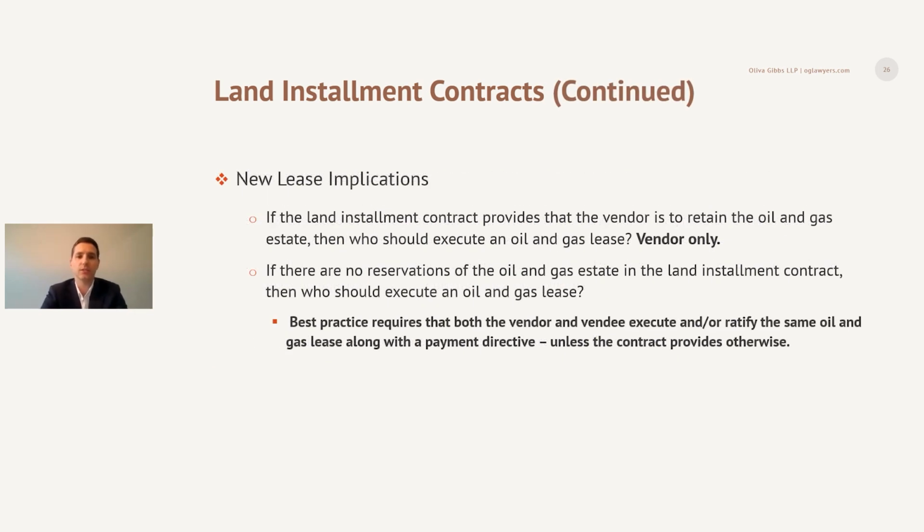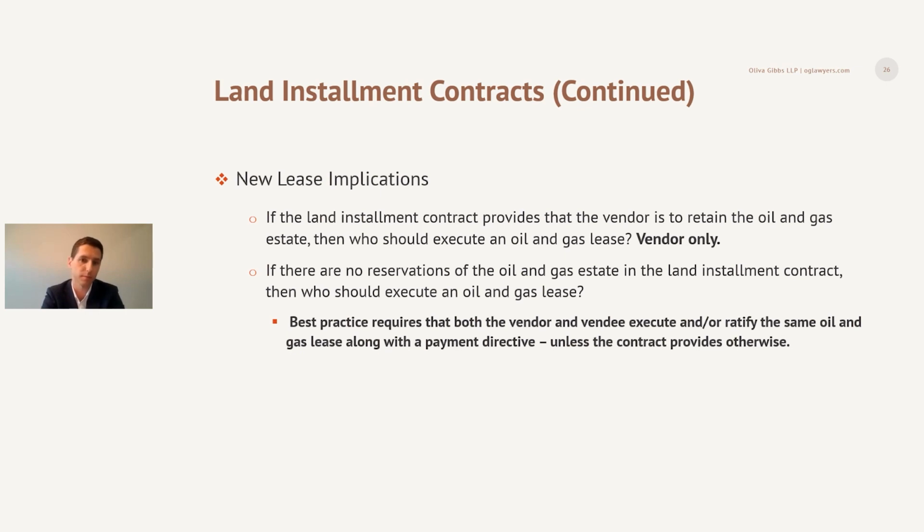New lease implications. If the land installment contract provides that the vendor or the seller is to retain the oil and gas rights, then who should execute a lease? Here it's going to be the vendor only, and that's because the vendor has legal title to the property and the vendee does not have an equitable interest in the oil and gas estate.